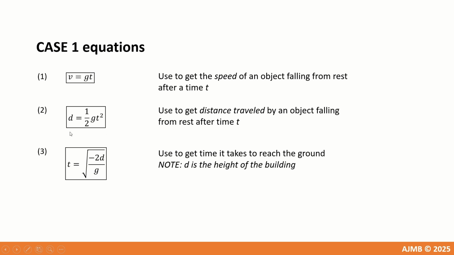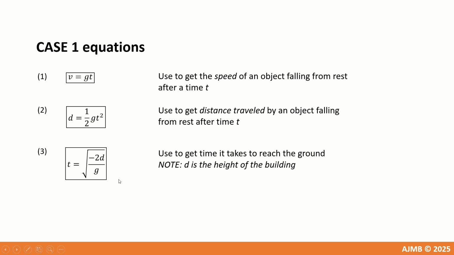The second equation is used to obtain height. You can use this, of course, if you are asked to find how high the building or the cliff is from which the object is dropped. So the equation says here that distance is equivalent to 1/2 of g. What is 1/2 of 9.8? That's 4.9. Multiply it by the square. Don't forget to square the time here. So this is used to get the distance traveled by that object after a certain time. It might mean getting how much distance it has traveled after 2 seconds or 5 seconds, and so on.